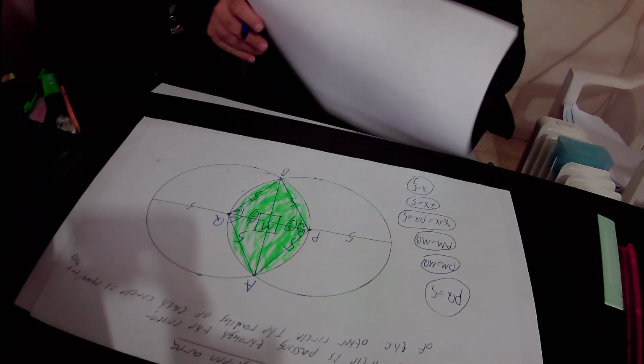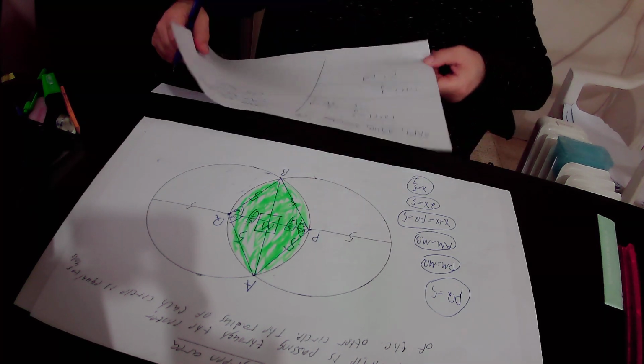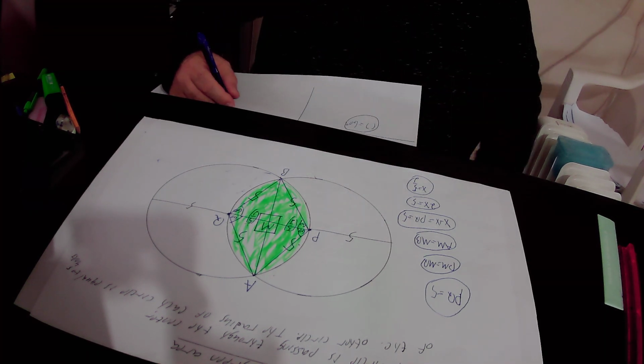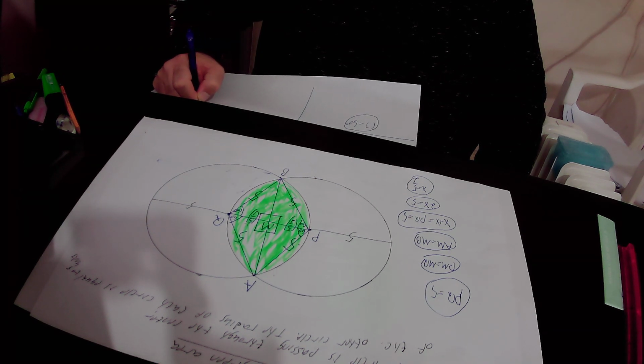And side AB equals itself. It is a common side that belongs to both triangles, so AB equals AB is a common side that belongs to both triangles.